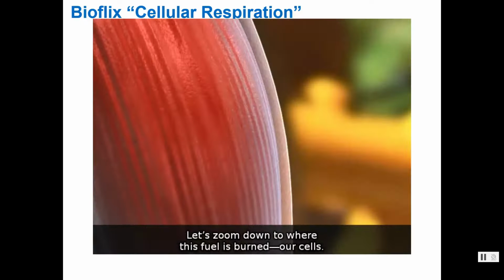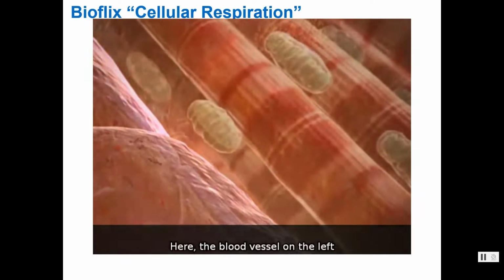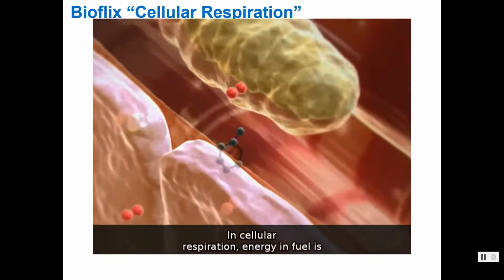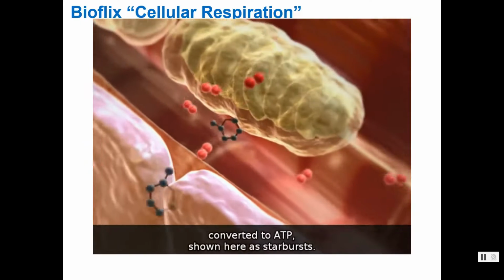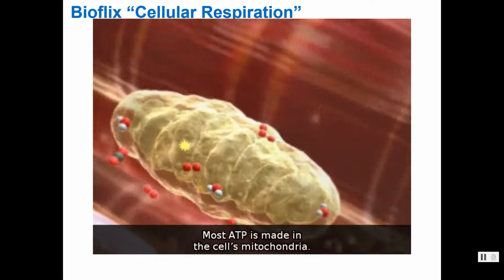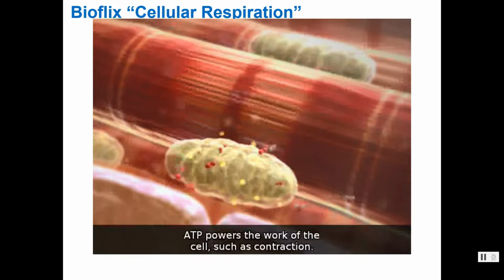Let's zoom down to where this fuel is burned, our cells. Here, the blood vessel on the left delivers fuel and oxygen to a single muscle cell. In cellular respiration, energy in fuel is converted to ATP, shown here as starbursts. Most ATP is made in the cell's mitochondria. ATP powers the work of the cell, such as contraction.